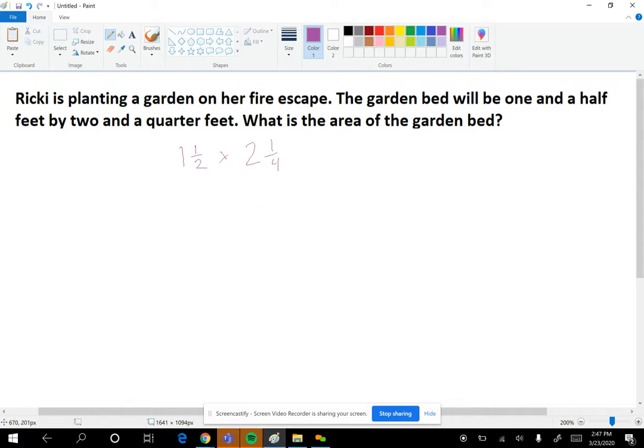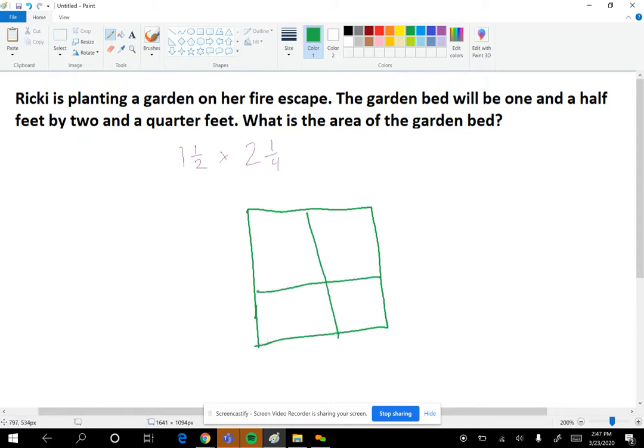A good approach for this is to break it into pieces using the box method so that we can find our partial products. I'm going to make my box, divide it into sections. At the top, I'll put 1 and my 1/2, splitting my whole number from my fraction. Along the side, I'll put my second whole number and then the fraction. Now I have 1.5 multiplied by 2.25. In each of these boxes, I'll put an answer.